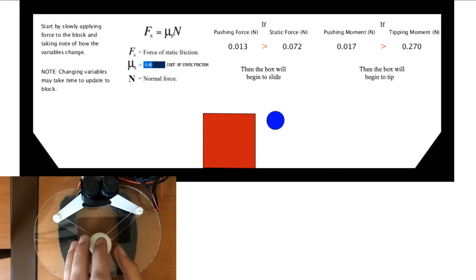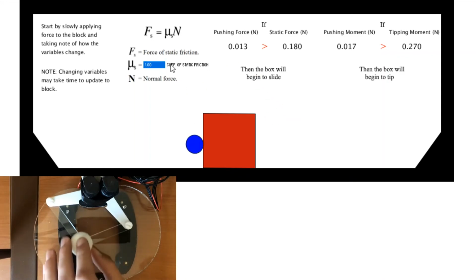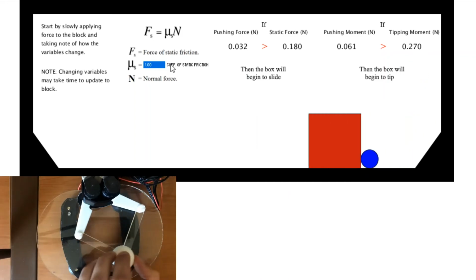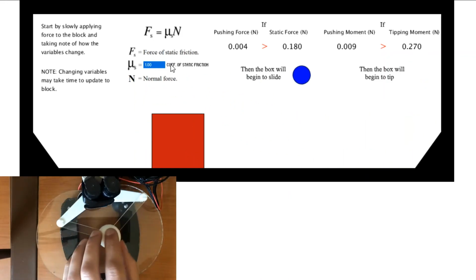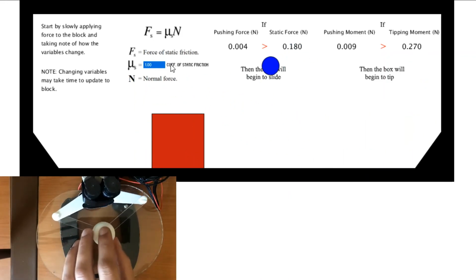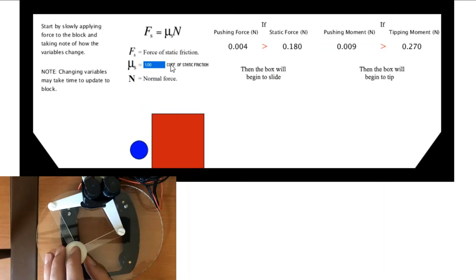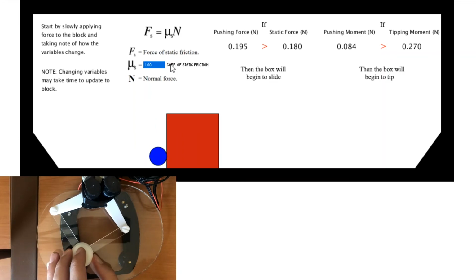This number can be changed, however, by changing the coefficient of static friction. So if I were to change this to 1, it takes a little bit for the block to update. You can see that the static force is now 0.18 instead. So if I were to push this, it now requires 0.18 in order for it to move.